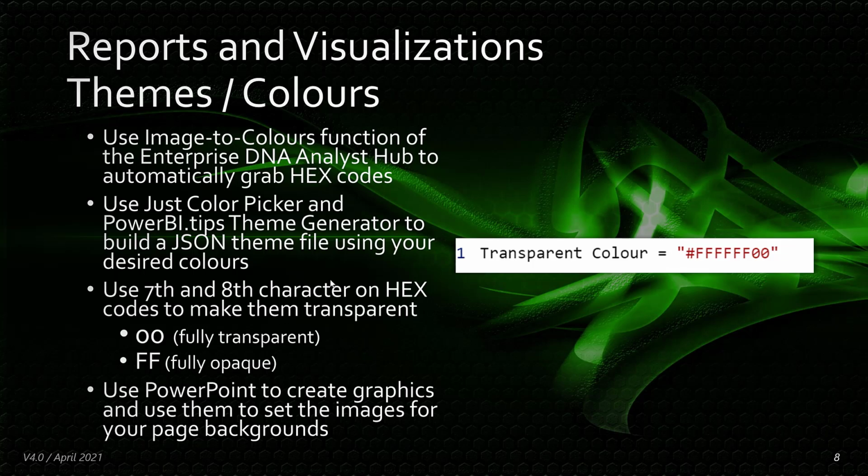When it comes to selecting the colors for your report, you can generate a JSON theme file and import it to ensure consistency across your report pages and across reports in your organization. There are many tools available to help you automatically grab specific color codes from images, especially Enterprise DNA Analyst Hub Color Theme Generator, where you can use the image to colors function. But the one I'm going to discuss here is Just Color Picker, which can be used to manually grab a set of hex codes from an image.